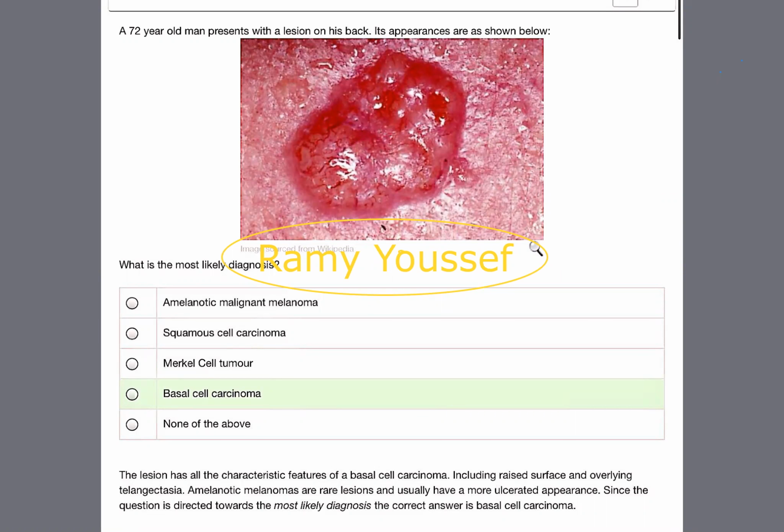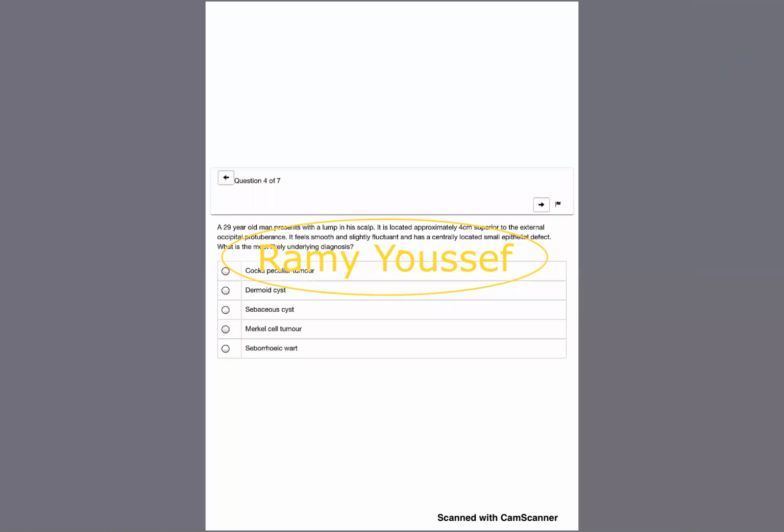When they ask you and give you a picture during your examination, they will give you this picture. This is the most common picture of basal cell carcinoma, pearly white, before ulceration, and sometimes surrounded with telangiectasia because of inflamed blood vessels and lymphatic vessels, lymphangitis and vasculitis around the lesion. Okay, take another question.